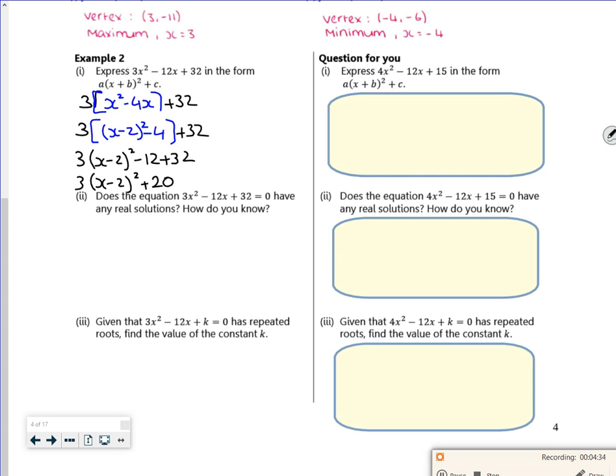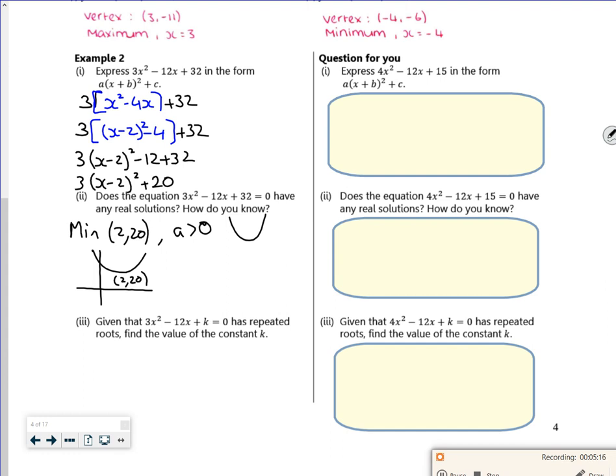Right, so I've got that, that's done, that's in completing the square. Does it have any real solutions? How do we know? So the minimum point for this is (2, 20), and we know because a is positive, because a is greater than 0, because it's 3, there's going to be a U-shaped curve. So if you think about the graph you're going to get, if the bottom is at (2, 20), there's no way that graph can cross the x-axis.